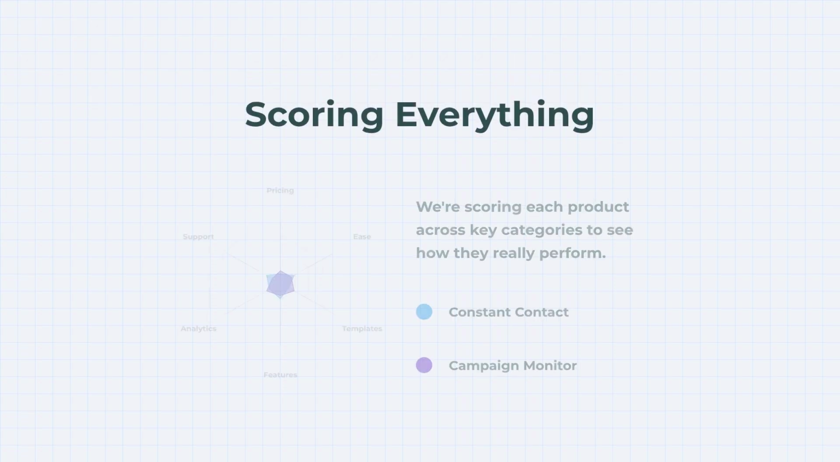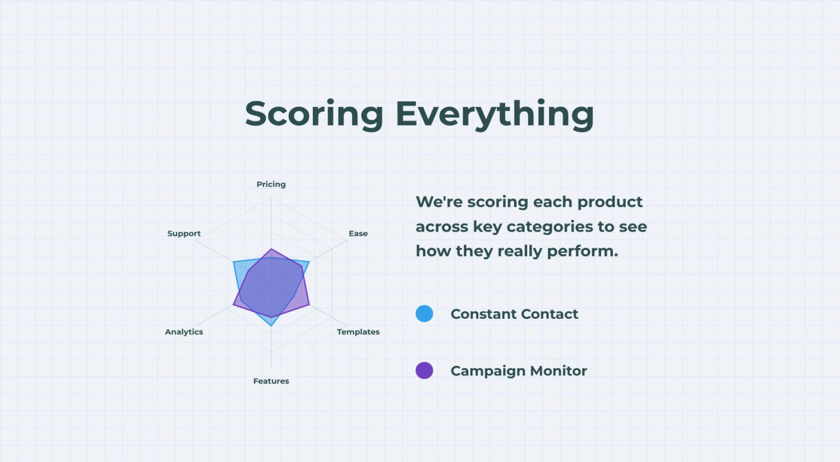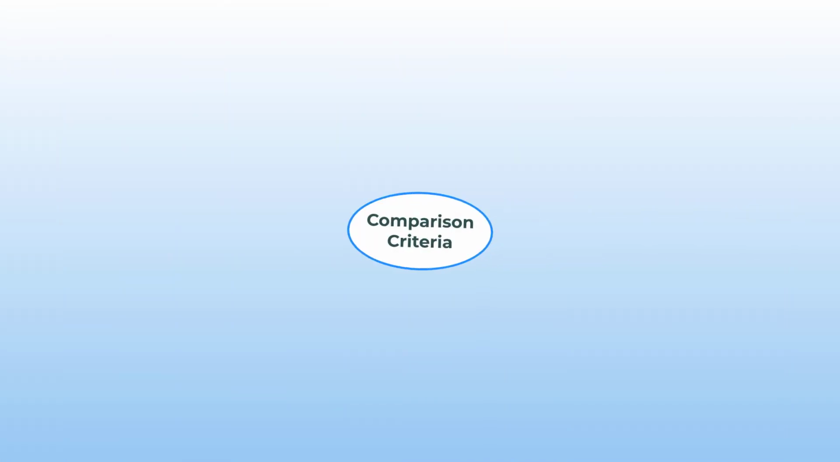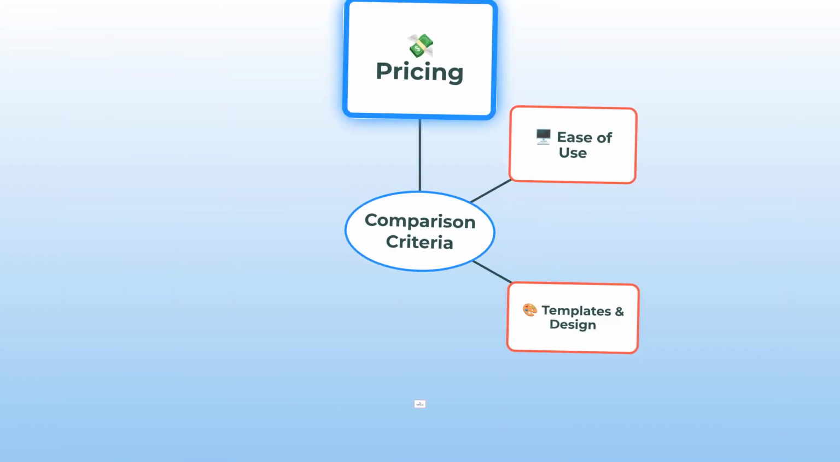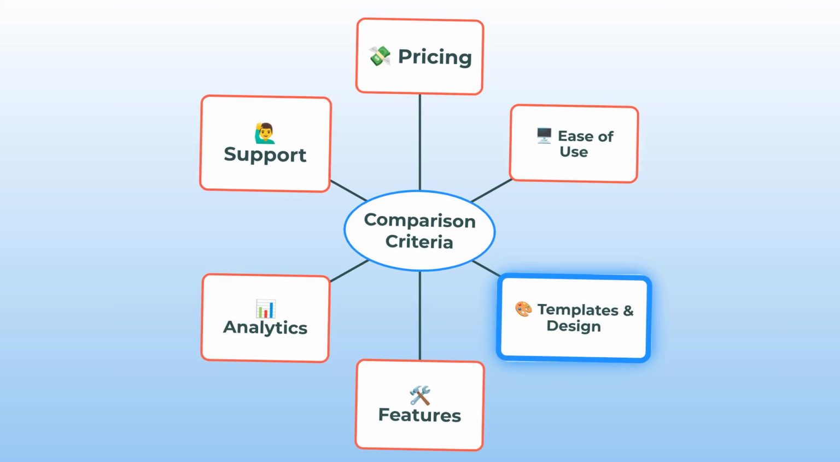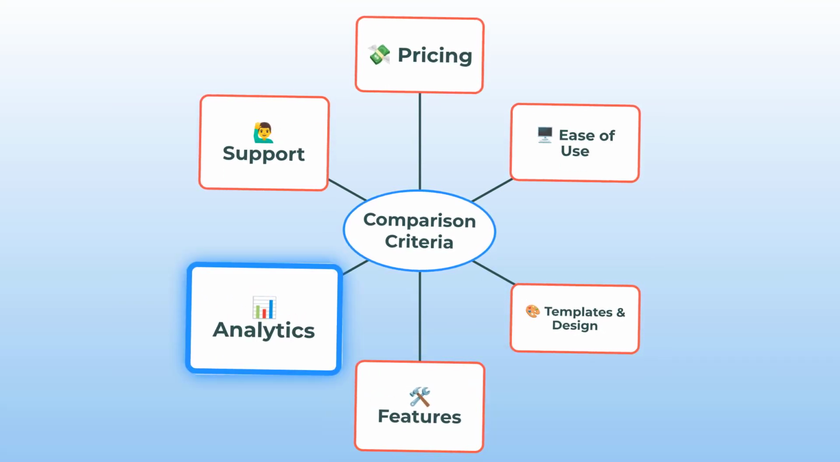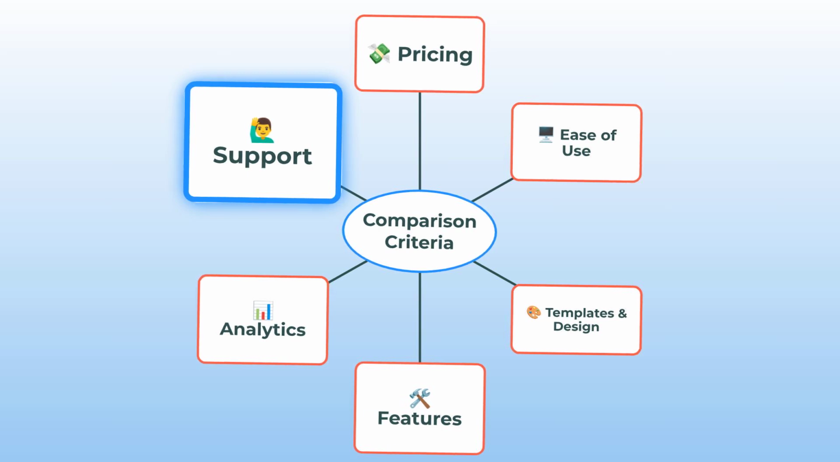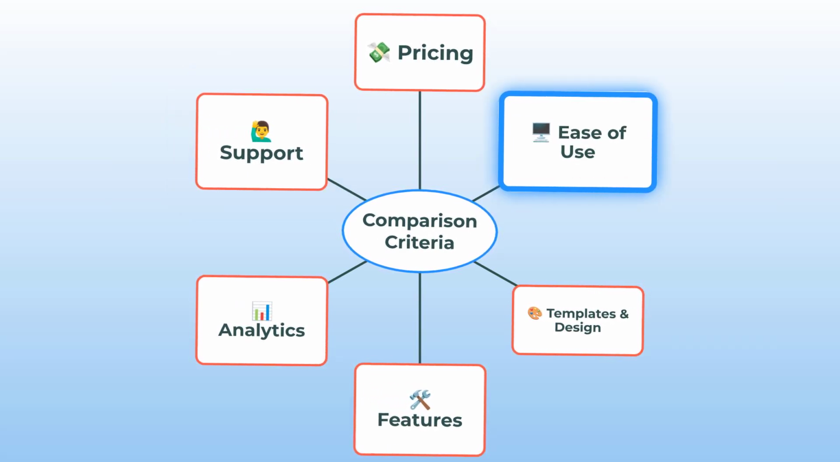Each category gets points, and by the end, you'll see exactly who comes out on top. The result, in 2025, might just surprise you. So here's our roadmap for today. We're digging into pricing, ease of use, templates and design, standout features, analytics, and of course, support. This'll give you the full lay of the land so you're not just guessing.